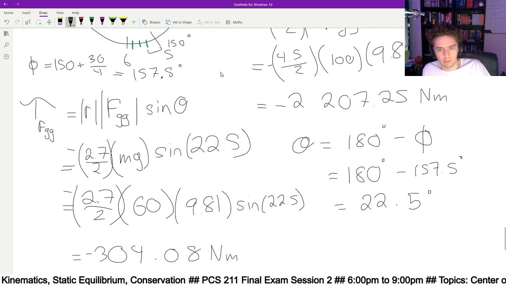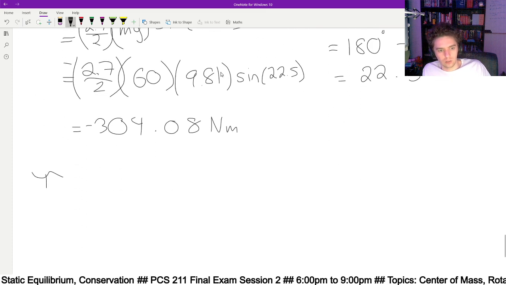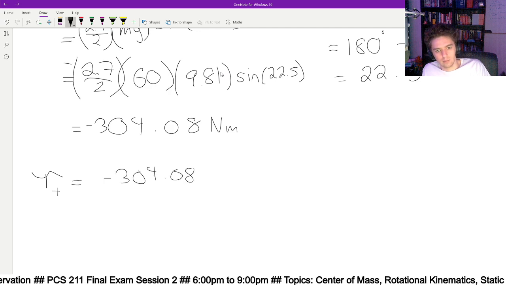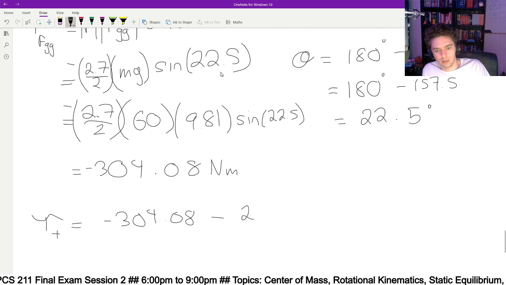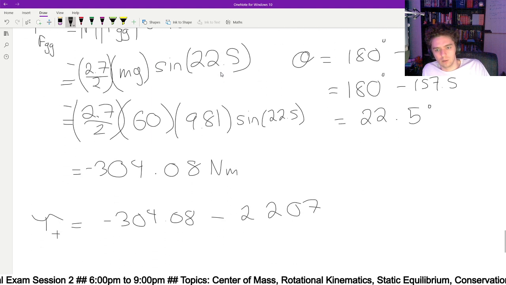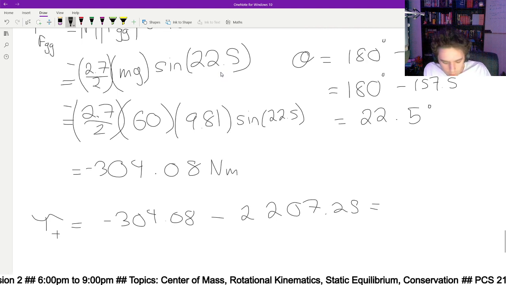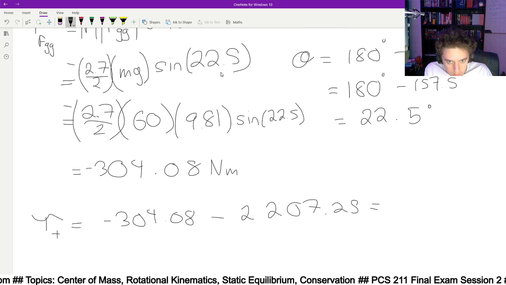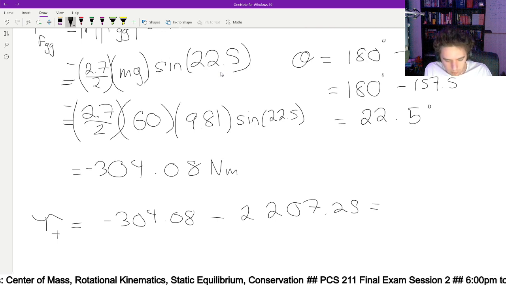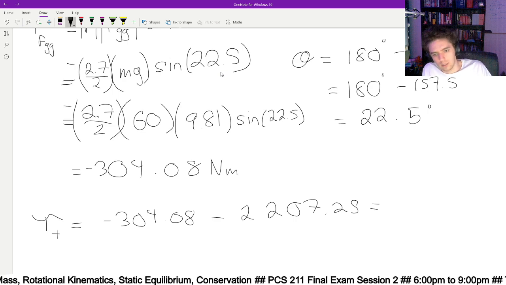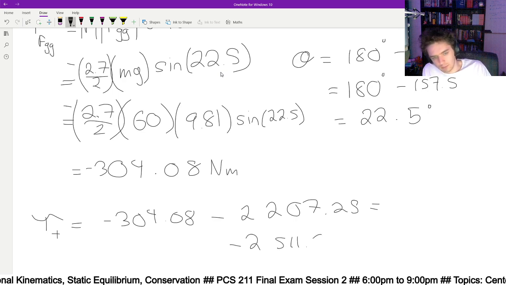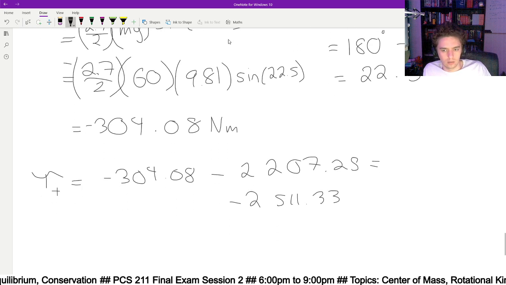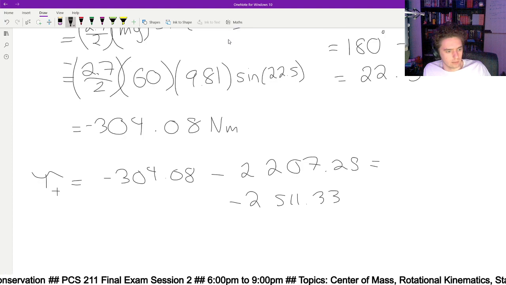So my answer will just be the sum of these two. My total torque is going to be negative 304.08 plus negative 2,207.25. So negative answer minus 2207.25, so negative 2,511.33. Yeah, it's close enough to the answer. Sig digs, I guess. Not even sig digs, because they have, yeah, maybe sig digs.